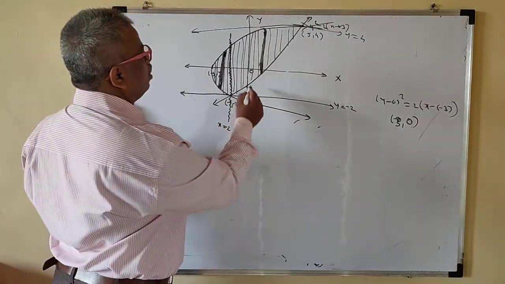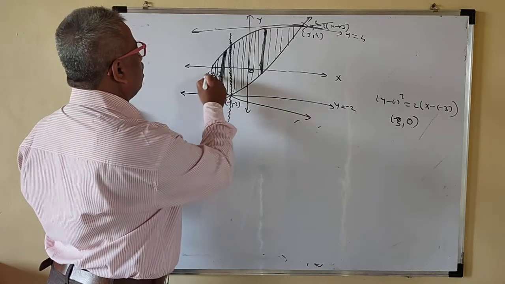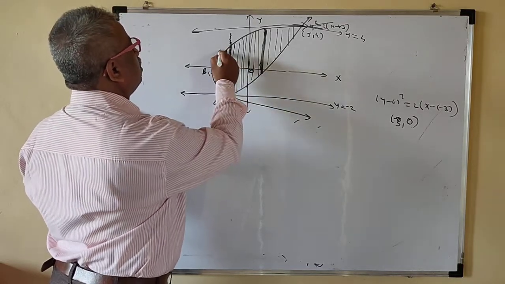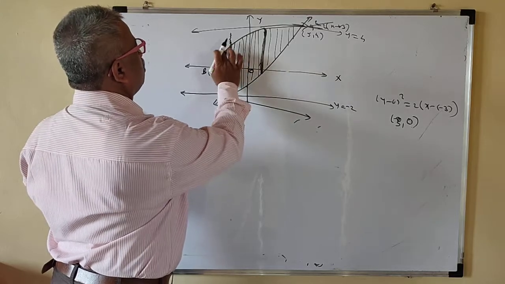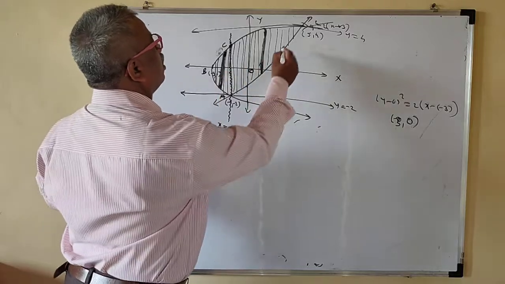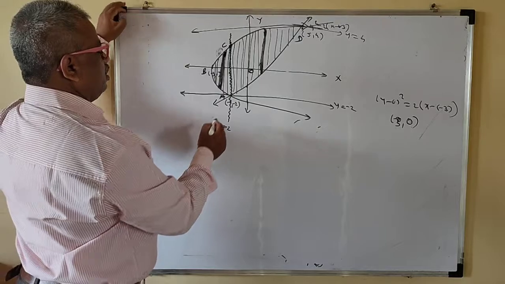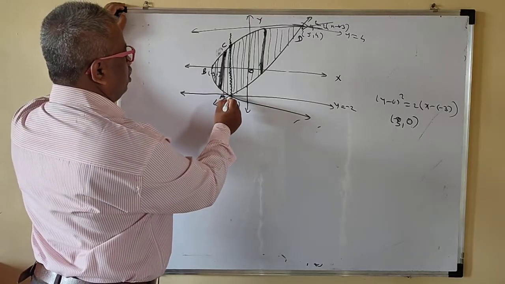We'll name these. So this is your O. I'll write this A, this B, this will be C, this point of intersection I write as C, and this will be your D. So A, B, C, D.